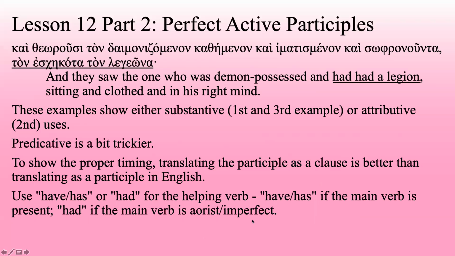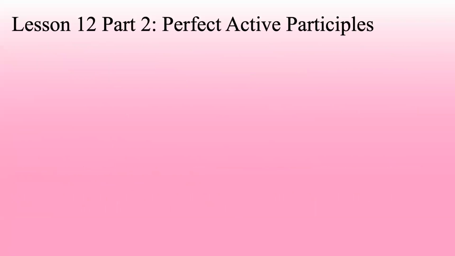If we're talking in the past already, the main verb is aorist or imperfect. The main verb is in the past. We need to show that in the past, this action was already completed. So had is English's past perfect. It shows that this was already completed prior to this past action.